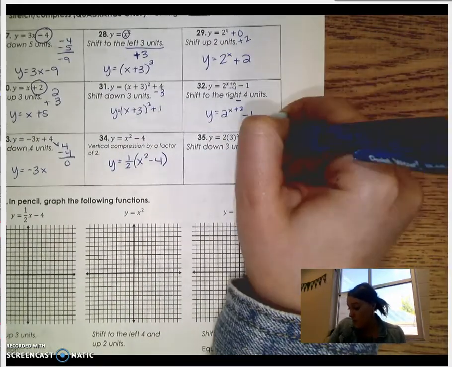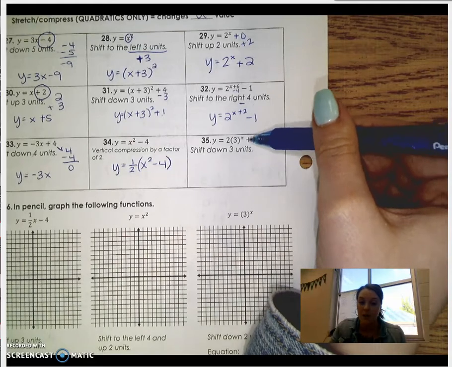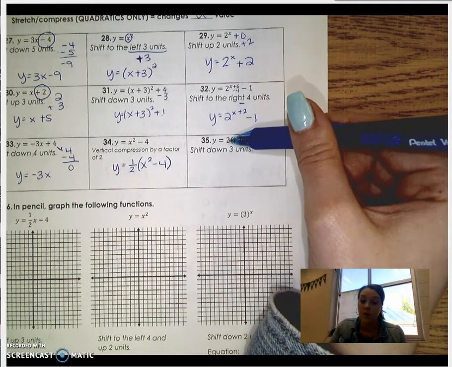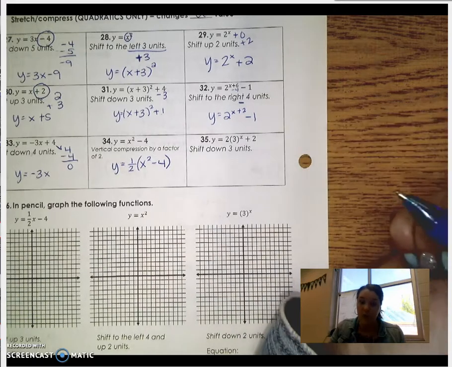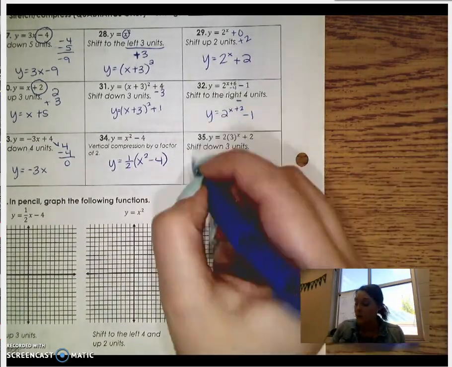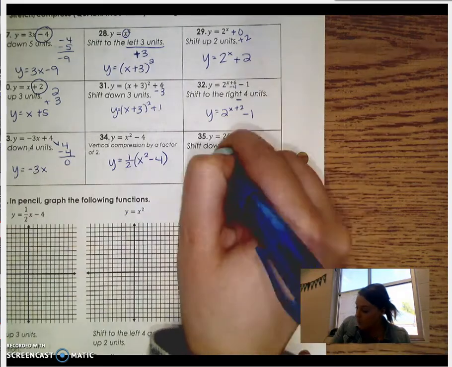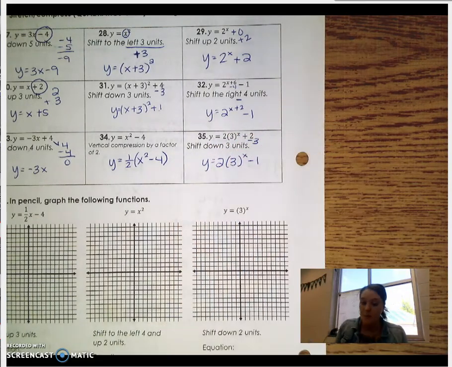Shift down 3 units. Again, when we're going up and down, we're looking at our constant, so I'm going to directly impact this constant right here. 2 is a coefficient, 3 is a base number. This 2 is going to be your constant. It doesn't have a variable, it doesn't have an exponent. So down 3, I'd subtract 3. My new function would be 2 times 3 to the power of x minus 1. 2 minus 3 is negative 1.